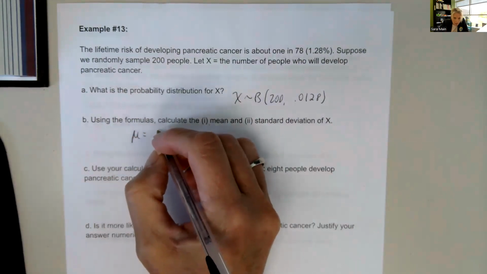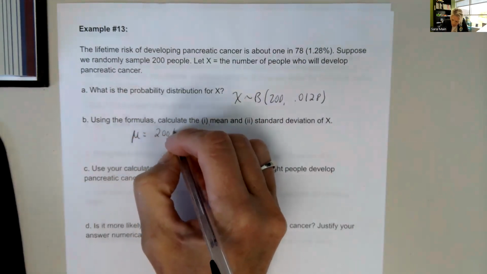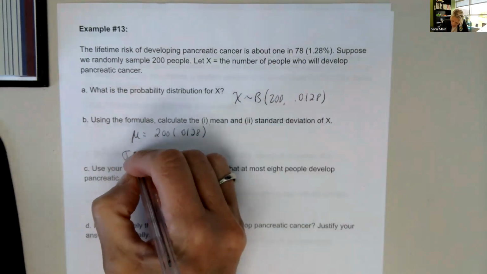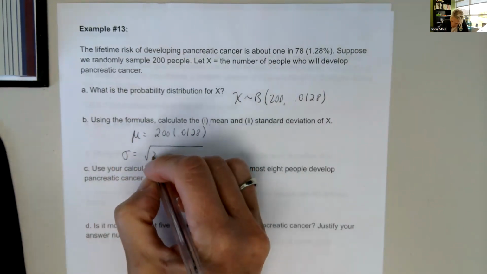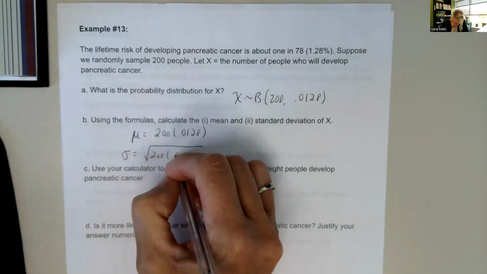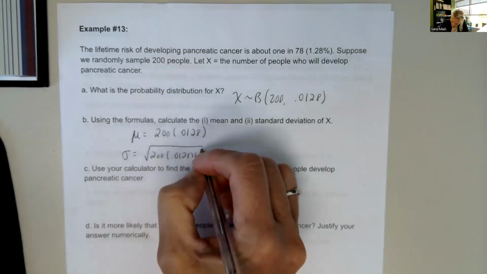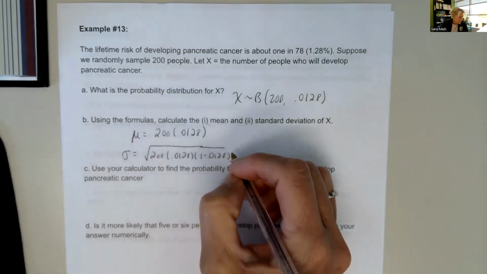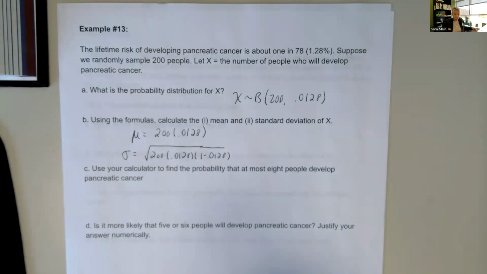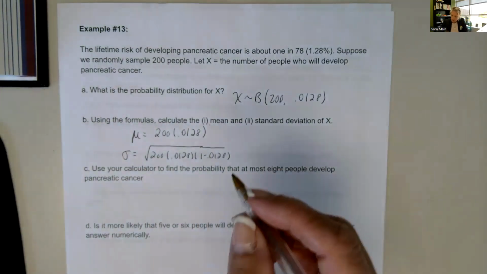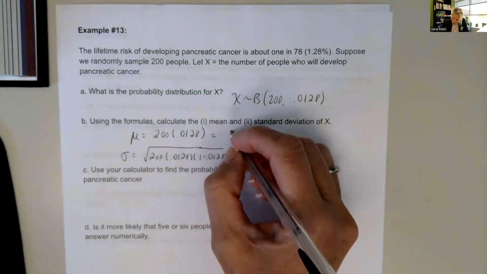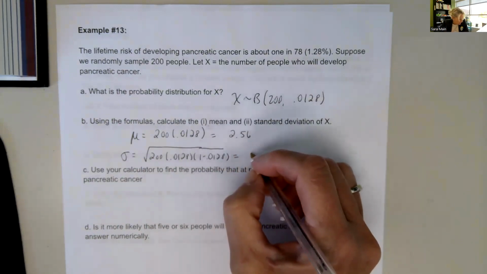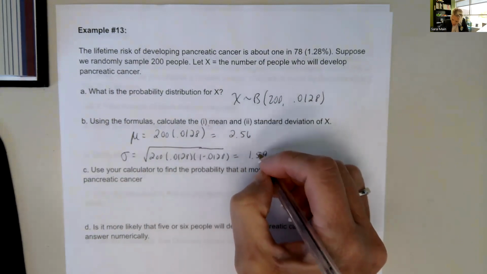So the mean is going to be 200 times 0.0128. And the standard deviation is the square root of 200 times 0.0128 times Q, which is 1 minus 0.0128. And using Desmos, we can find that that comes out to be 2.56 on average, and the standard deviation is 1.59.